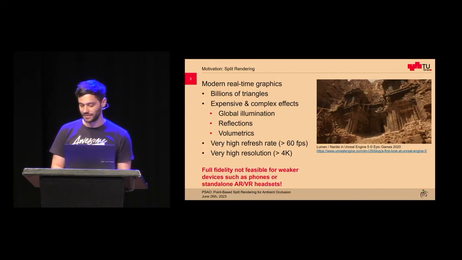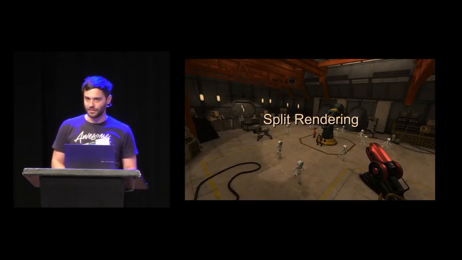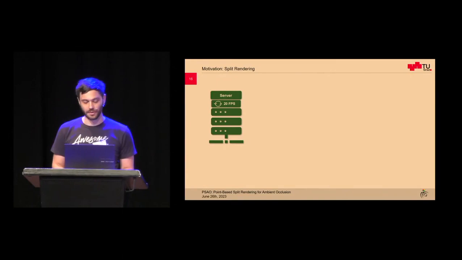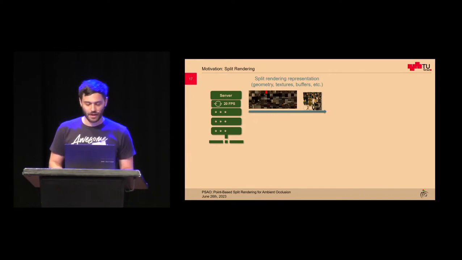And this is where we start talking a bit about split rendering. So splitting up the workload of the render to make the computation on the weaker device somewhat manageable, but still utilizing the hardware to its maximum effect. Now, imagine you have a server that's running at like 20 frames a second. Could be a bit lower, could be a bit higher. Now, the server prepares a split rendering representation. This can consist of geometry, textures, buffers, or anything else. Could also be points. And it sends this representation, usually via some compression or encoding, to a client.